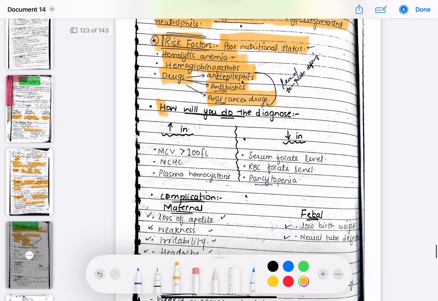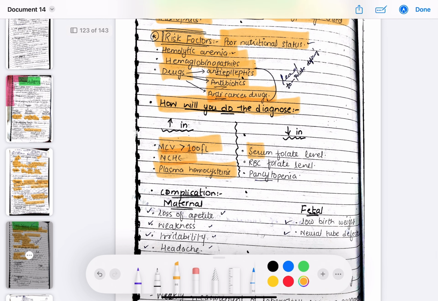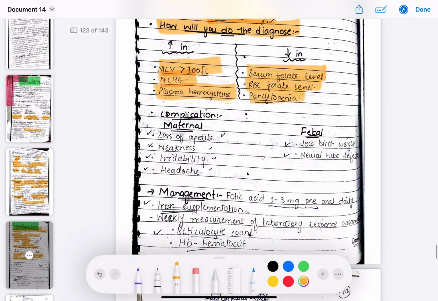Then how to diagnose folate deficiency anemia? In this case, the MCV is greater than 100 femtoliter, MCHC is increased, and plasma homocysteine is increased. Serum folate level is decreased, RBC folate level is decreased, and pancytopenia is present.